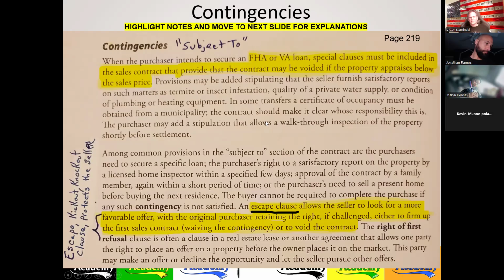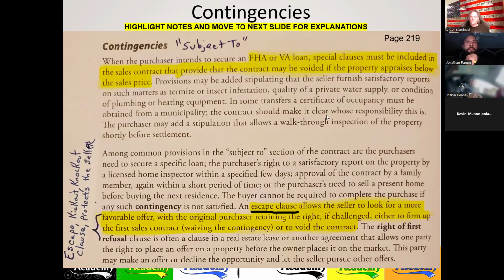Look, they got a bunch of other ones listed here, which I'm not having you highlight, but here, provisions could be added stipulating the seller furnished satisfactory reports on such matters as termite or insect infestation, or maybe inspecting a pool because it's winter and the pool's closed up. Maybe they need to get it inspected to see that that pool is not cracked. We need to get an expert pool inspector in there because most home inspectors don't know anything about pools. Quality of a private water supply, condition of plumbing and heating equipment or septic tanks.